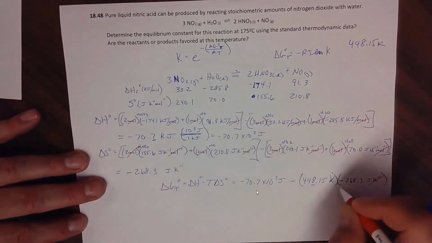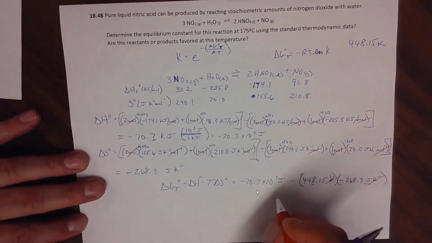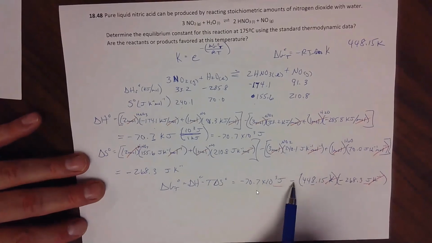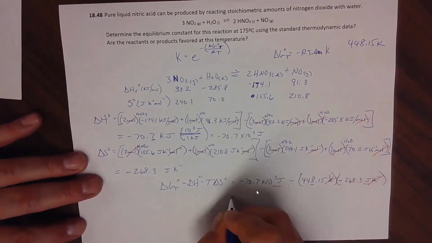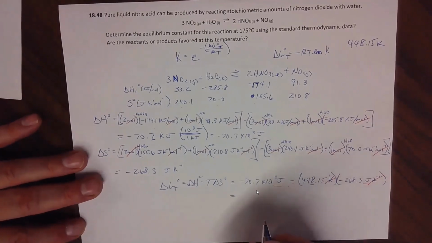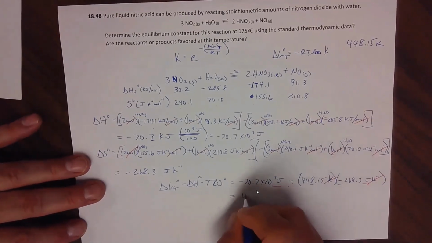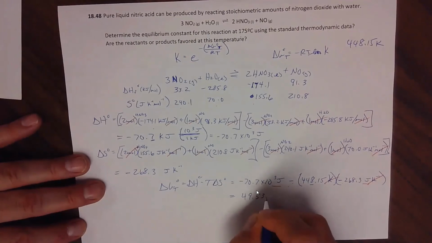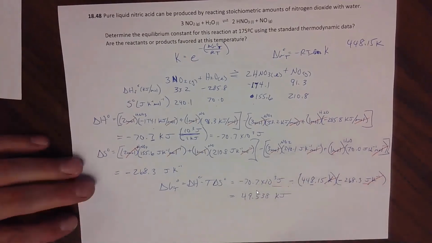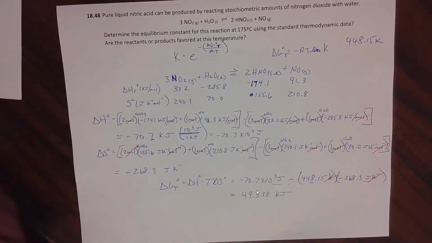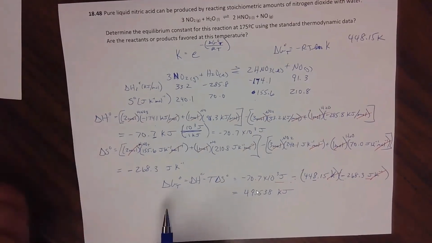Our Kelvin cancel. We're going to have joules minus joules. It's actually going to be plus, right? Because we have minus minus. And so del G of T is equal to 49.538 kilojoules. Okay, so it's positive. So del G of T is positive.